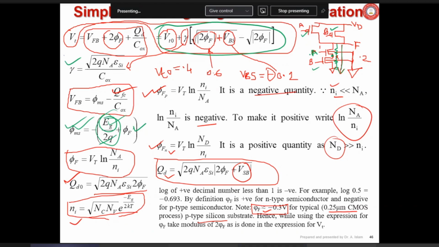Sir, but the bodies of all these MOSFETs will be at ground potential. Okay, so VSB won't be. Because body is what? Body is actually the substrate, the holder of all the MOSFETs.